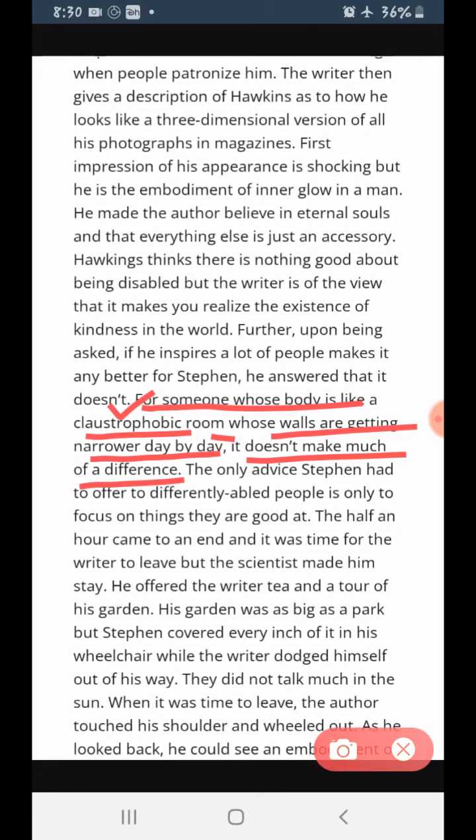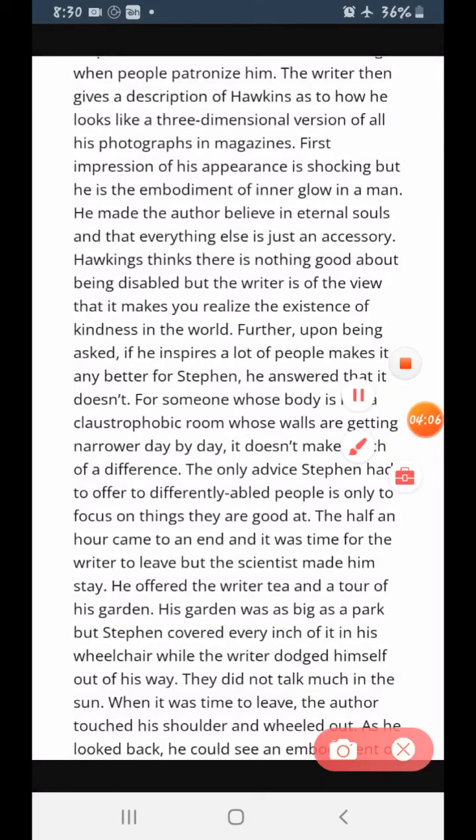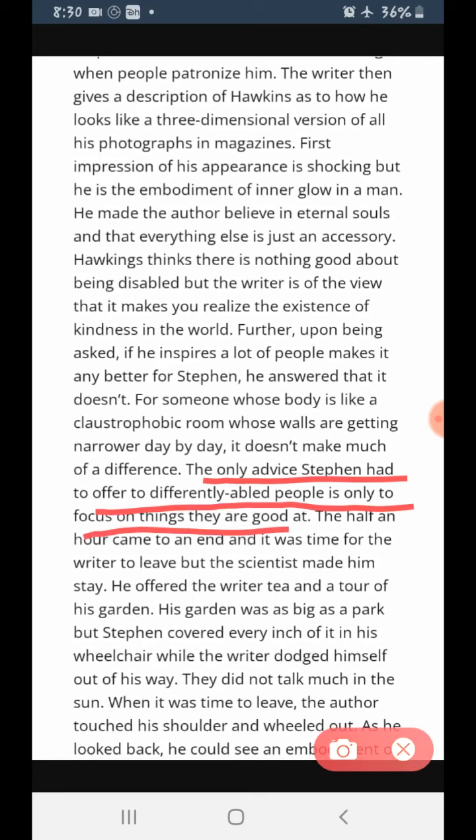Next, the only advice Stephen had to offer to differently abled people is to focus on things they are good at. So, what had Stephen advised? His advice was that we differently abled people must focus on those things we are good at. He said that common people can focus on anything and everything, whereas we differently abled people cannot focus on everything because we are unable to perform. So, we must focus only on those things we are good at.